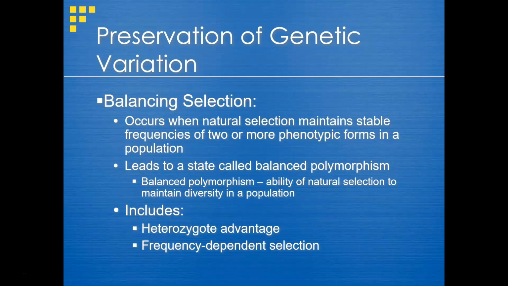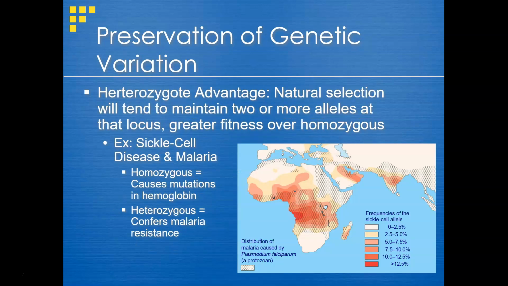We can also talk about this idea of balancing selection. So this occurs when natural selection maintains stable frequencies of two or more phenotypic forms in a population. It leads to what we talk about as balanced polymorphism, so just the ability of natural selection to maintain that diversity in a population. And there's two reasons why we sometimes see this balanced polymorphism, and that is this idea of heterozygote advantage as well as frequency-dependent selection. So let's take a look at those.